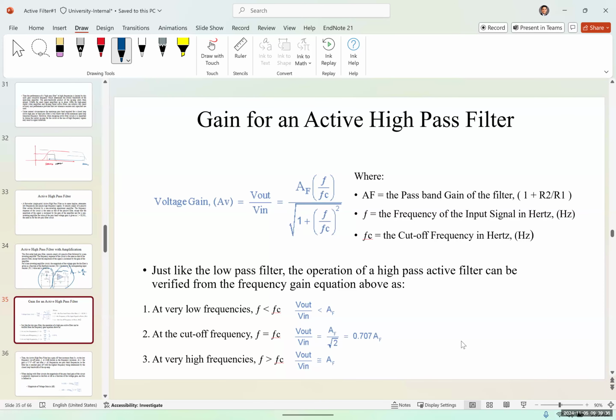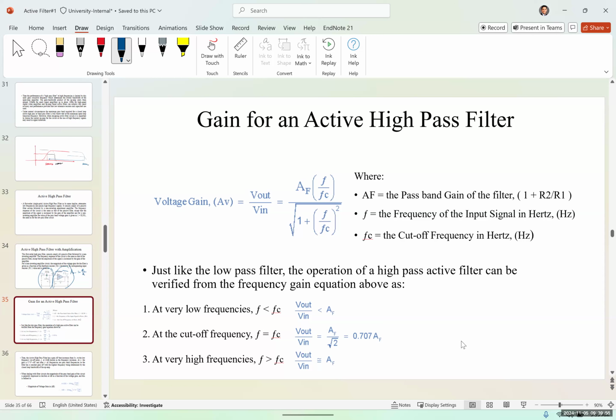This one is a non-inverting amplifier. F is the input frequency of the signal in hertz. FC is the cutoff frequency, and I'll explain later how we calculate FC. FC is the same as a low pass filter. It's going to be 1 over 2 pi RC.